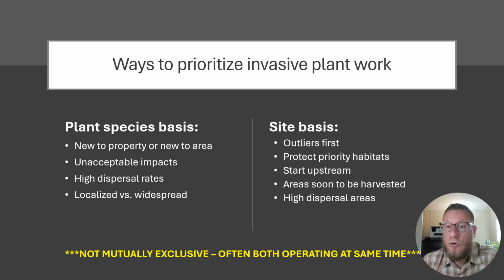And also areas soon to be harvested would be a priority, or any area where there will be a disturbance taking place, as these smaller infestations can get large really quickly and get really out of hand after any type of disturbance or opening up that canopy, allowing for more resources for the invasive plants. So that would be a high priority. And maybe even high dispersal areas would be a priority. So any area that these plants are growing where there's a great risk for them dispersing on the landscape.